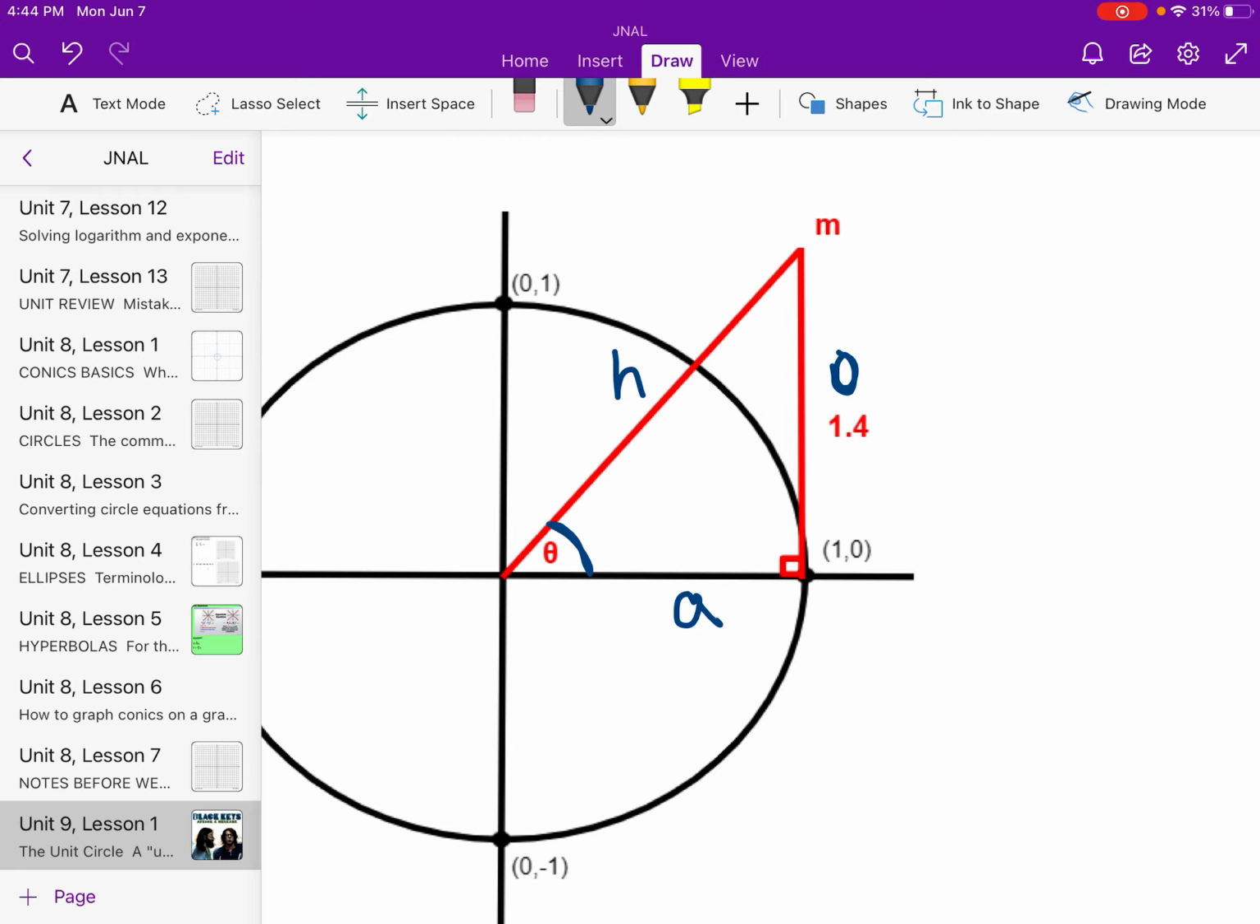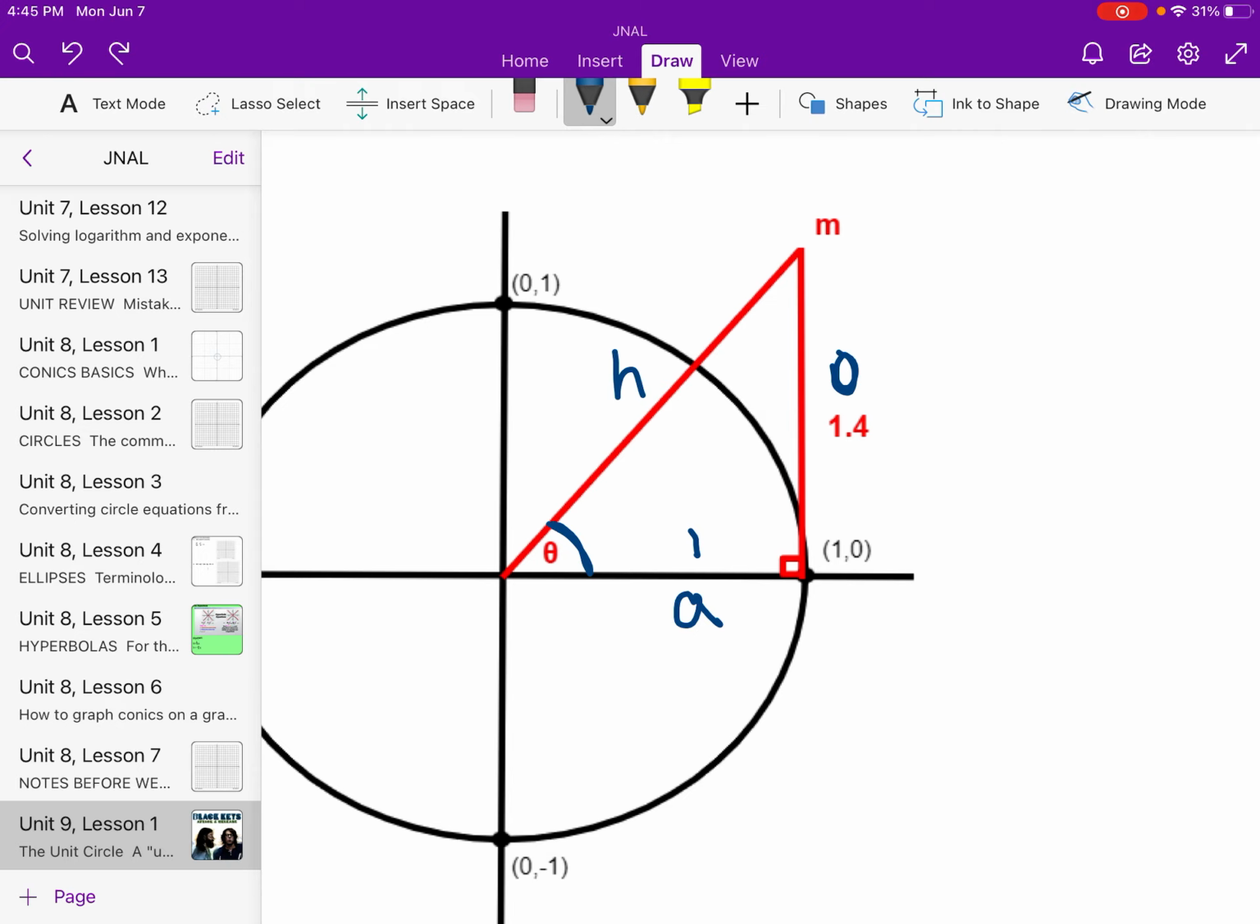We would have to find the angle first, but before we do that, we need to know the length of all sides. We see 1.4 is labeled for the opposite side. Hypotenuse, there's no way to know that. We'll have to use the Pythagorean theorem. But this side down here, we know that that is 1 because we can just see that, but we also know that because this is a unit circle.